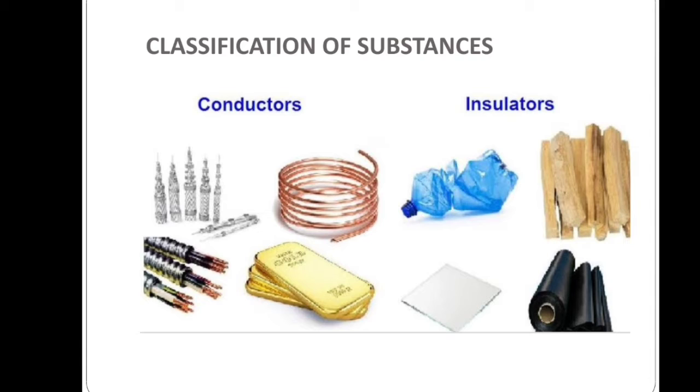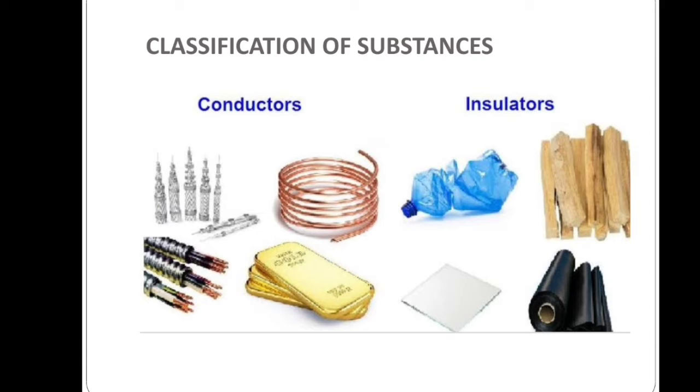So you see, the materials that allow the passage of electric current through them are known as the conductors. Examples are metals like copper, iron, aluminium, then graphite. They all are conductors.